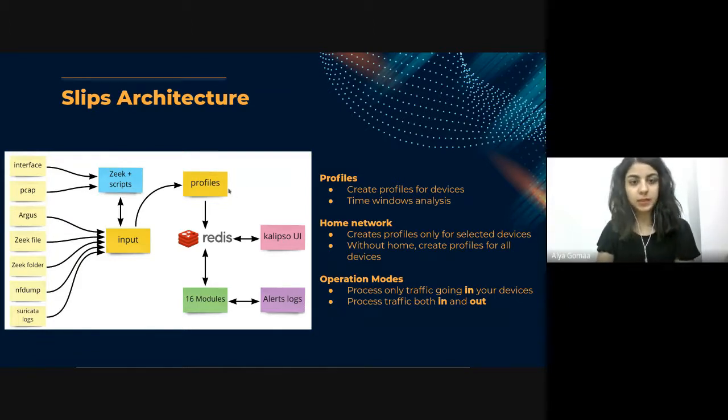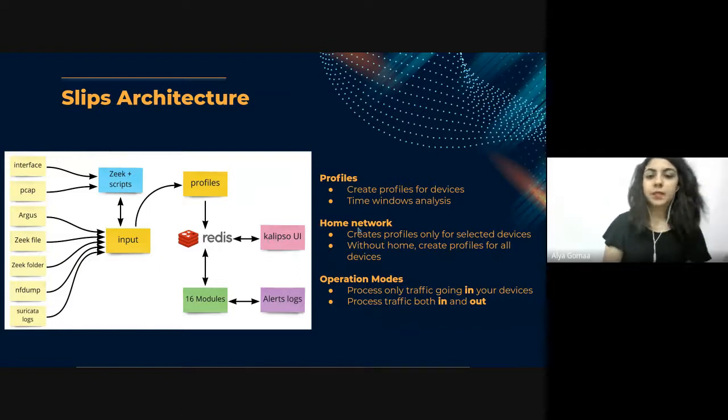Each profile represents an IP. And inside profiles, we have time windows. The time window can be an hour or 5 minutes; you can configure that in the configuration. We use Redis as our database where we store information, and we use our different modules for detections. We have around 16 different modules. We produce alert files, either alerts.log or alerts.json, and we have the Kalipso interface.